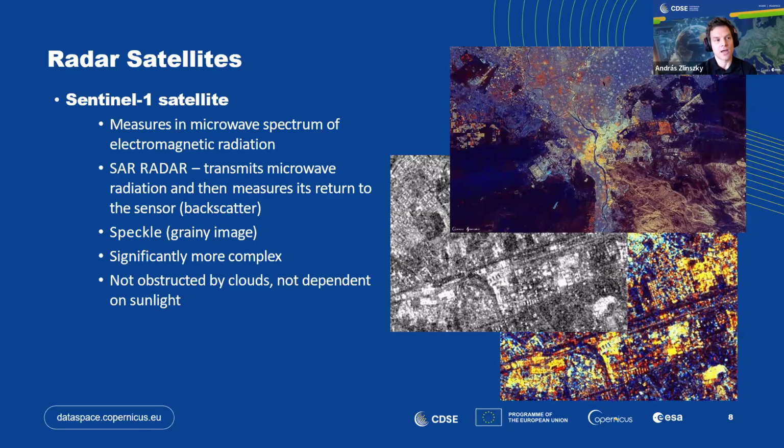Now, all you need to know right now is that Sentinel-1 is not dependent on sunlight. It's not obstructed by clouds, so you can measure in the polar night, or you can take an image of your city also when it's completely cloudy. And it's possible to map vegetation, buildings, and also water surfaces using Sentinel-1.